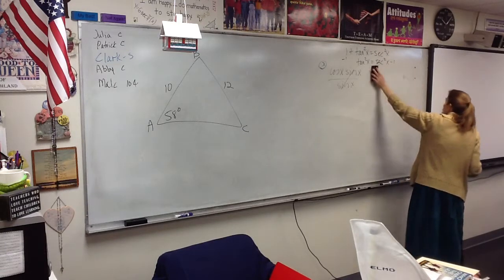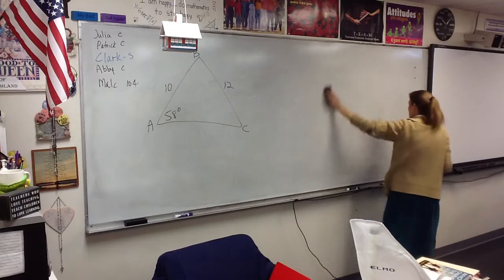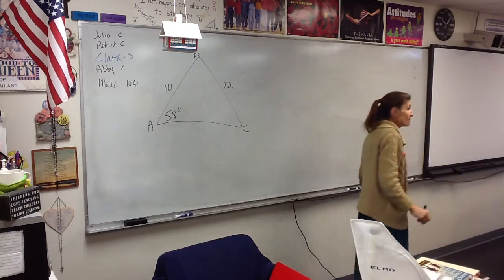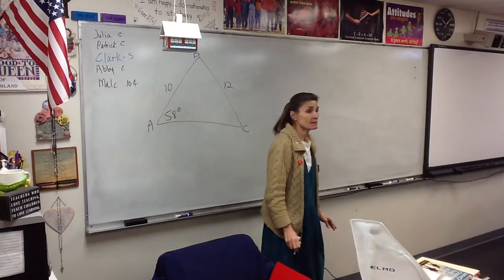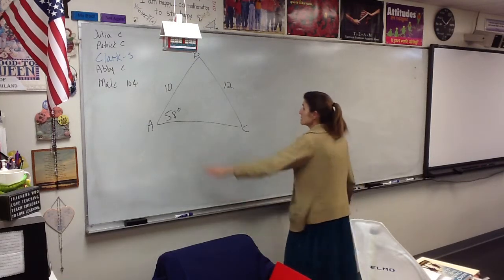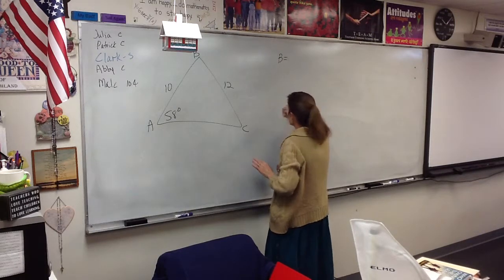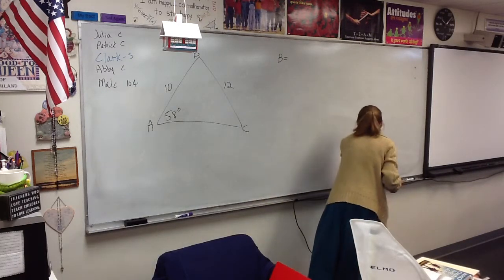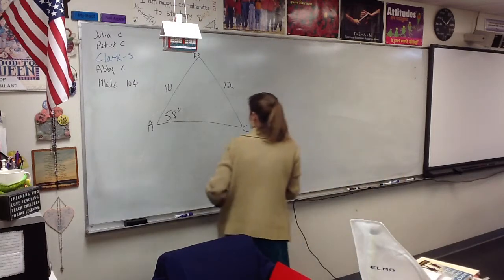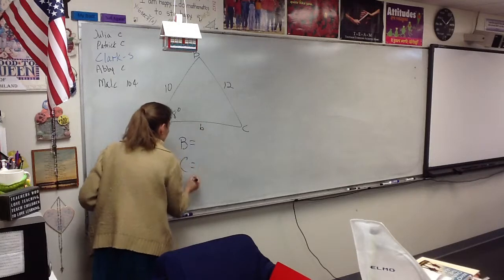We are going to solve the triangle. And you remember from yesterday, what that means is we're going to find everything we don't already know. So it looks to me like I don't know angle B, I don't know angle C, and I don't know side B.